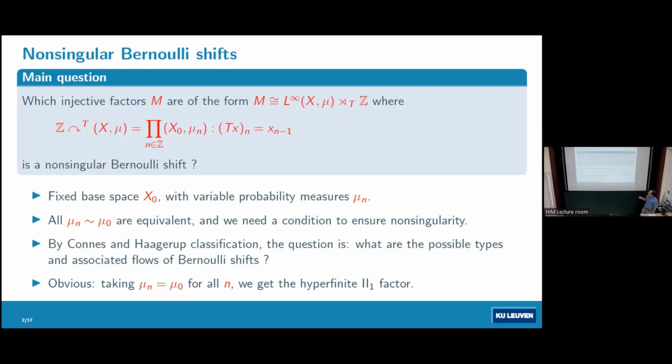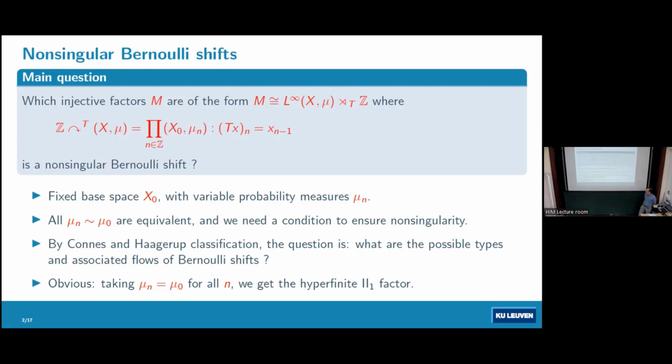Now, the big question that we want to address is which injective factors can arise as the cross product by such a Bernoulli shift. Of course, they're all injective because that is amenable, and by the classification of amenable factors, due to Connes, Haagerup, and also Krieger for the type III_0 case, the real question is what are the possible types and what are the possible associated flows of these factors. And of course, we can get hyperfinite II_1 by just repeating the same base measure on a non-trivial set X0.